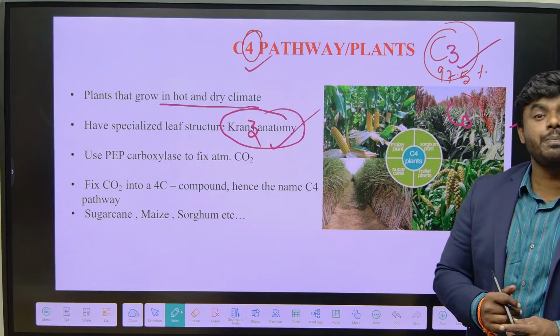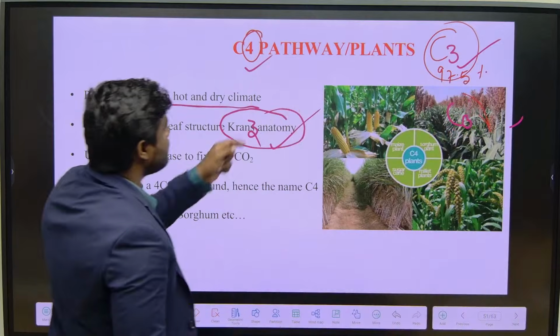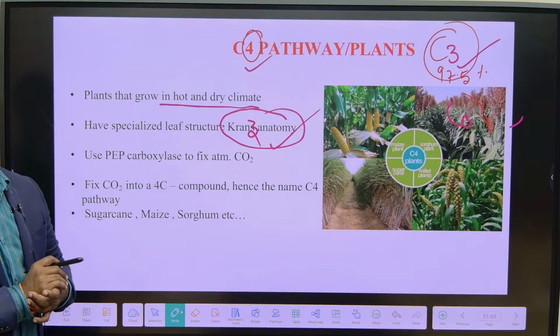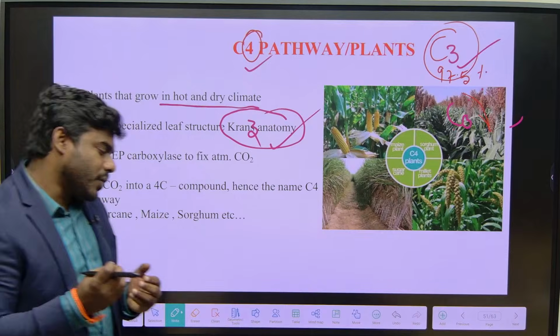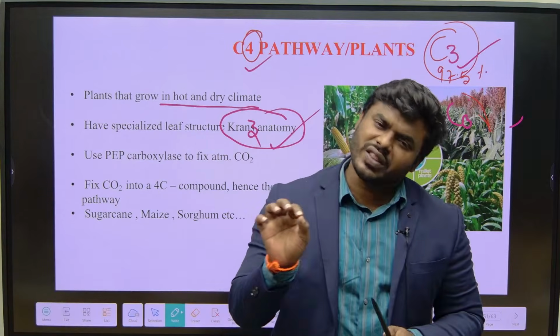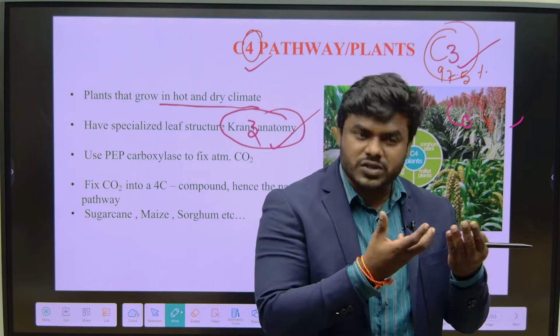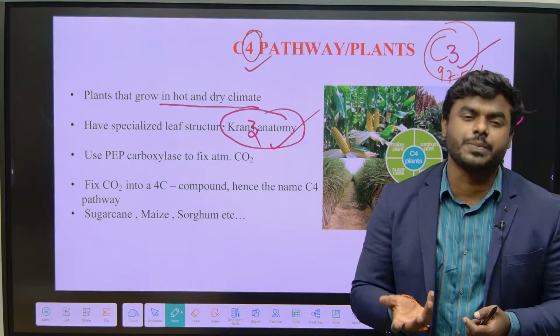What is the principal enzyme in the C3 pathway? Rubisco. When it comes to C4 plants, do they contain Rubisco or not? Do CAM plants contain Rubisco or not? Remember one common statement: every plant on this earth contains Rubisco, okay? But in some plants it is the most important principal enzyme. In some plants it is present but it is not the principal enzyme, right?